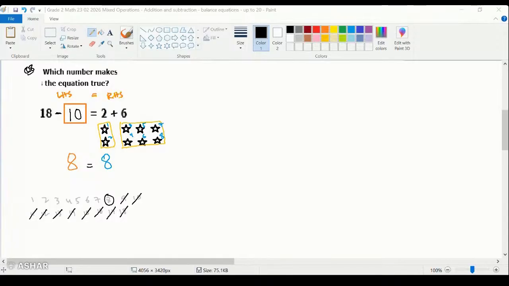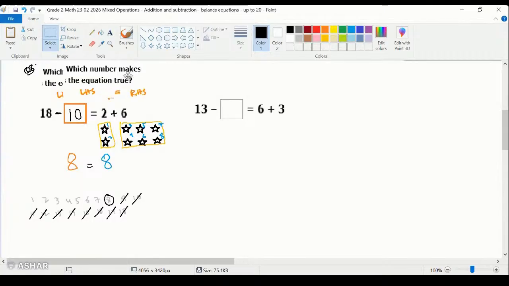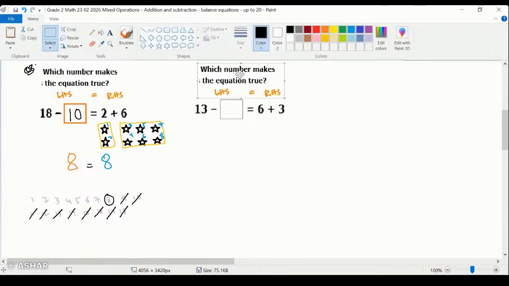For us, the next question says, which number makes the equation true, such that, in question number 9, this number is given to us, 13 minus something should be equals to, if this was our question number 9, okay, let's say this is our question number 9. So one of the sides of the equation would be given to us. In this case, the right hand side is given to us.